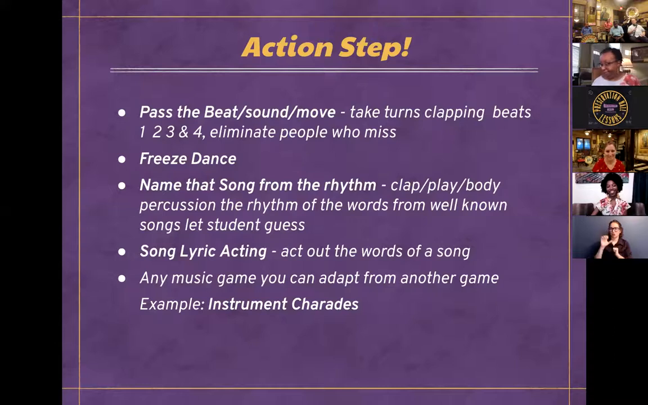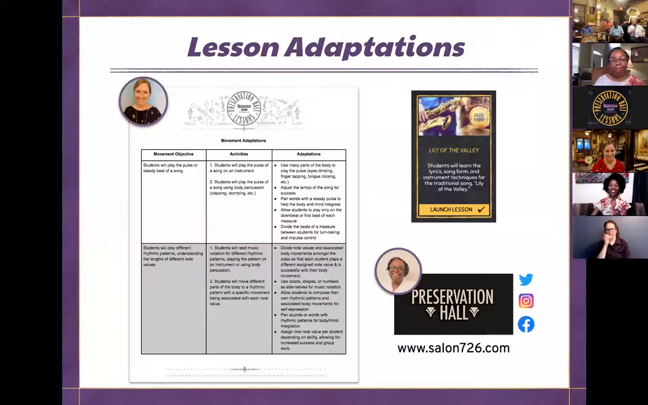Wow, okay. That sounds like something I can do. I'm really excited to spread the word about this. Meredith, you're here to tell us more about the adaptations made to the Preservation Hall lessons. Can you tell us more about these lesson adaptations?